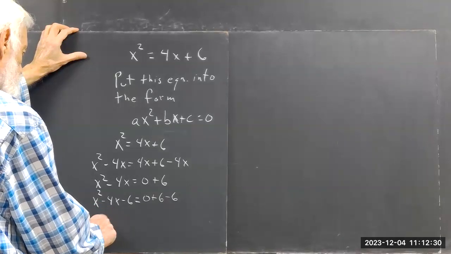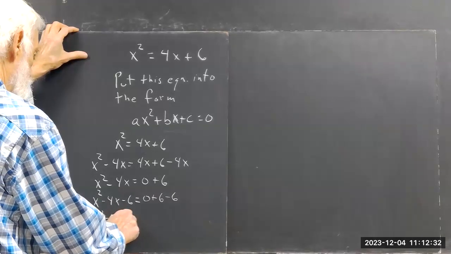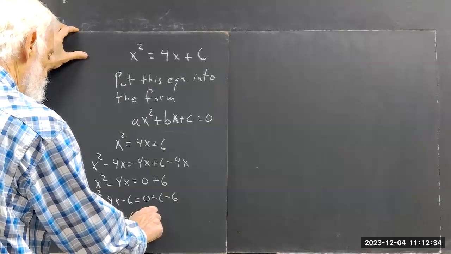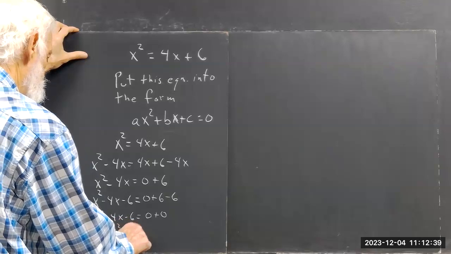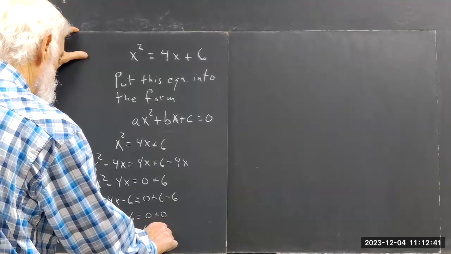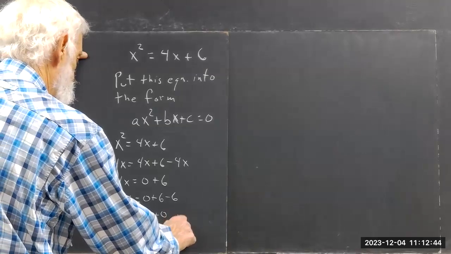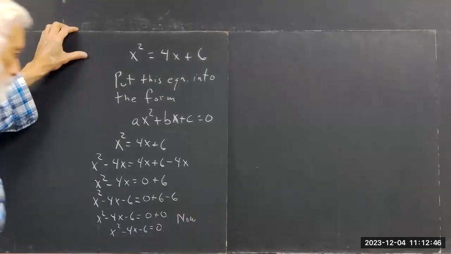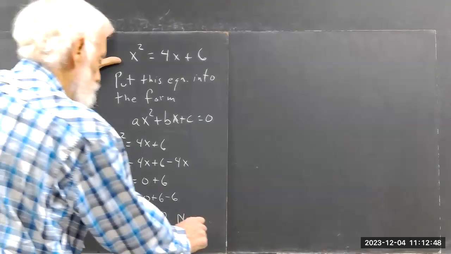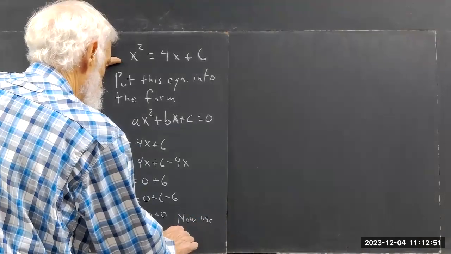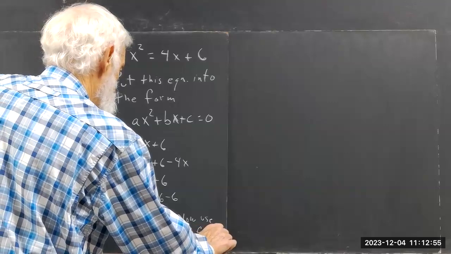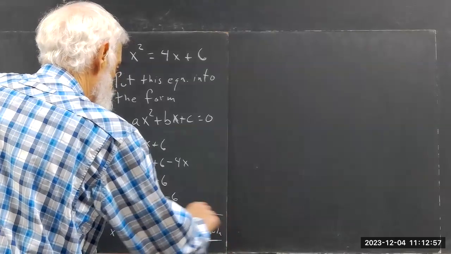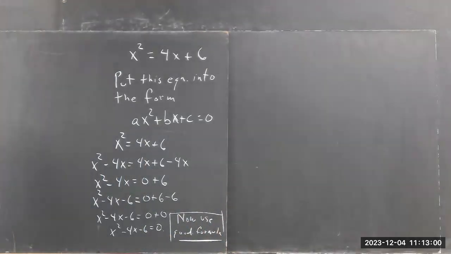So now we get x squared minus 4x minus 6 equals 0 plus 0, or just x squared minus 4x minus 6 equals 0. Okay, and now we use the quadratic formula.